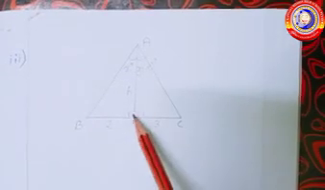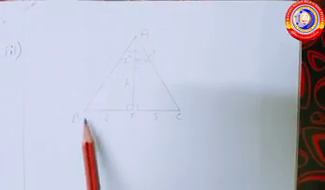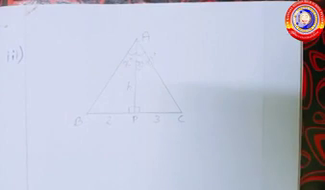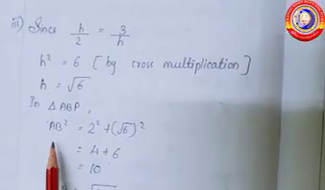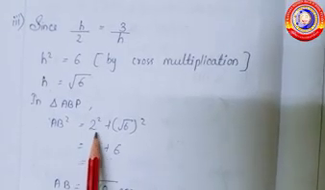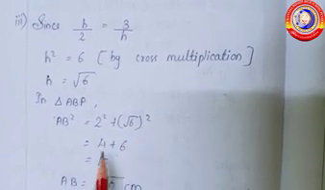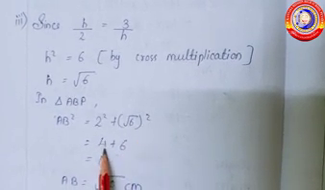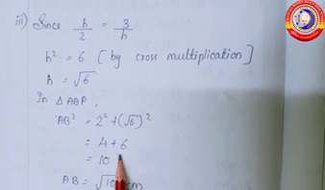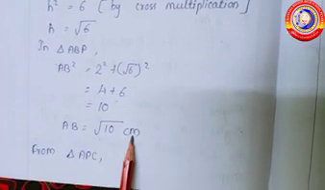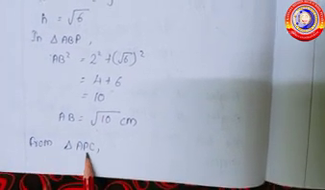In triangle ABP, here AB square is equal to BP square plus AP square. Okay, here BP is 2 square. So AB square is equal to 2 square plus AP square, which is root 6 the whole square, which is equal to 4 plus 6, that is equal to 10. AB square is 10, then AB is equal to root 10 centimeter.